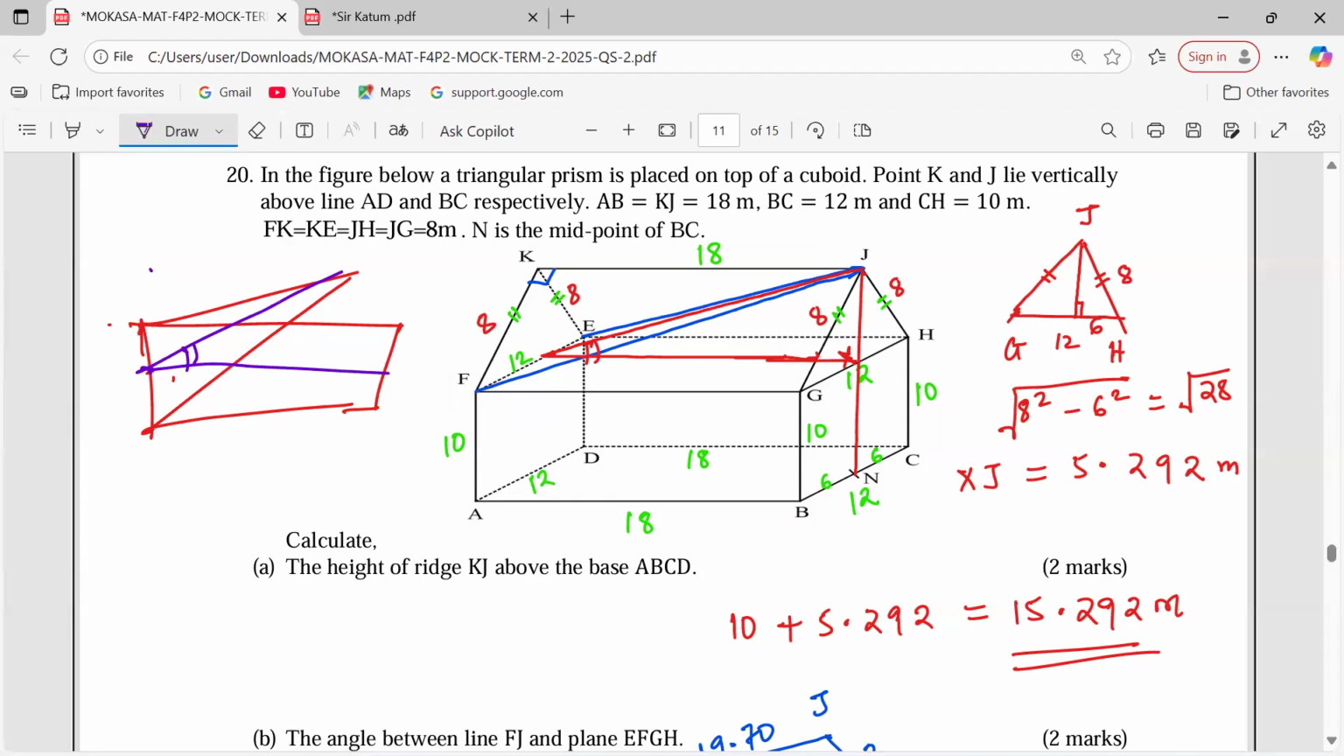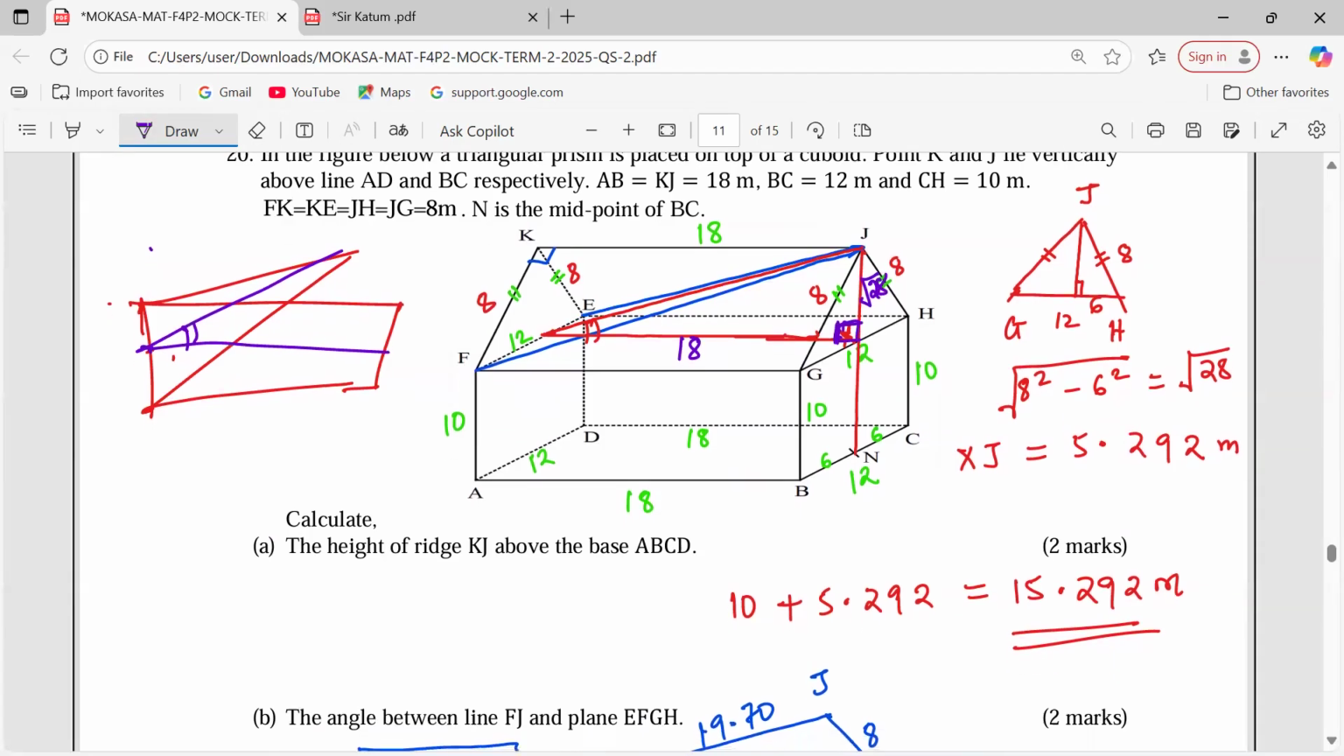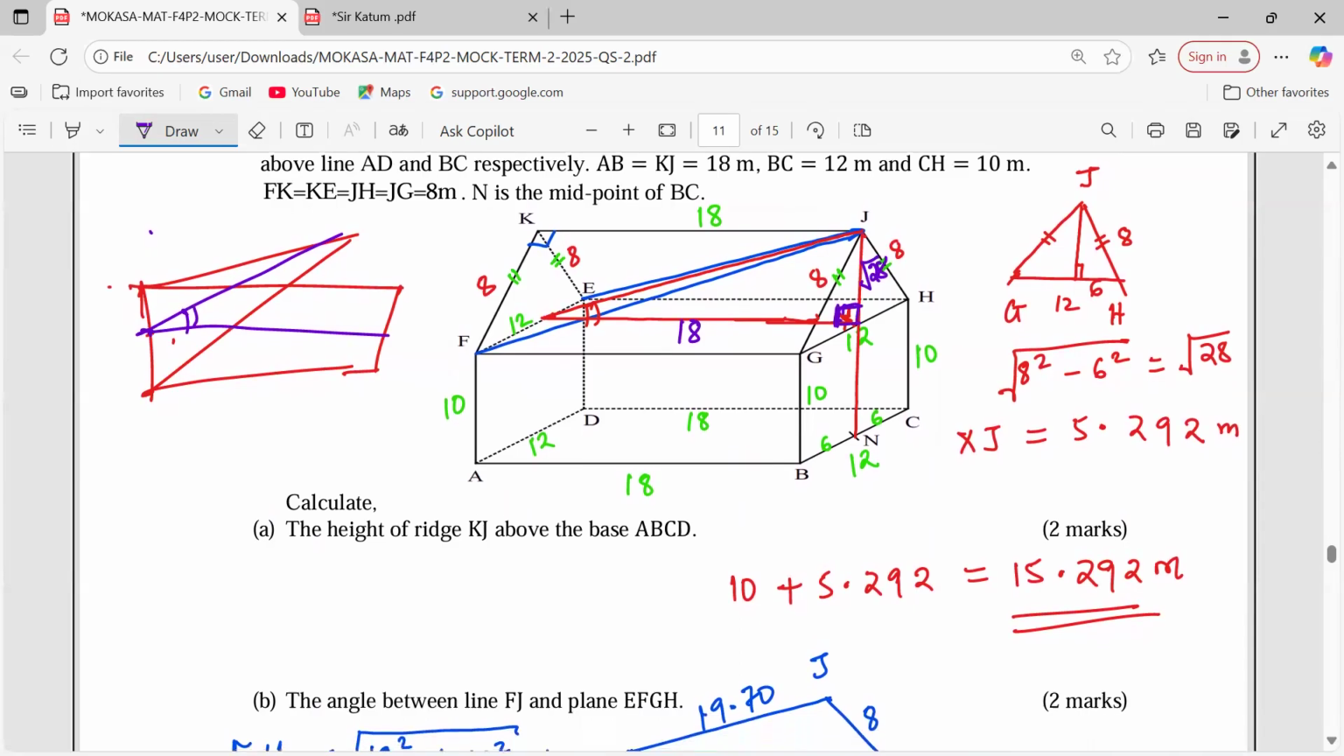For this one, we can use several approaches. One, this is right angled. At this point, we have a right angle. The height here was obtained as the square root of 28. This is the square root of 28. Then the base at this point is 18. This is 18. So we need now to get the angle on the other side, which will need tan.